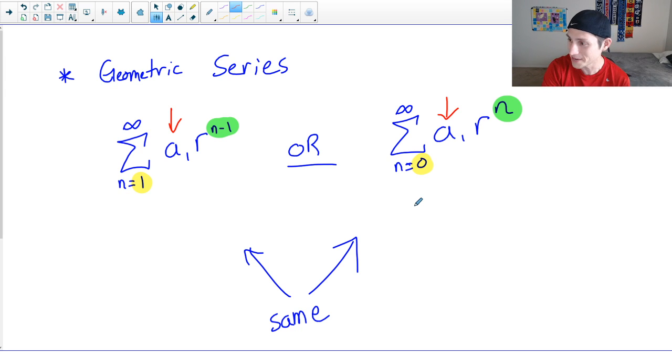These are both the same exact thing. It's just a different way of writing it, and we'll see examples in both formats. But either way, the point is that the first exponent ends up being 0 somehow.